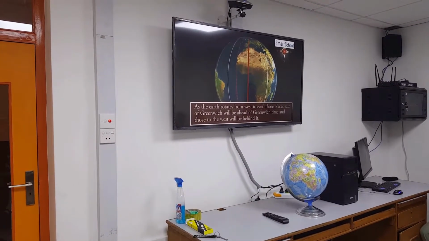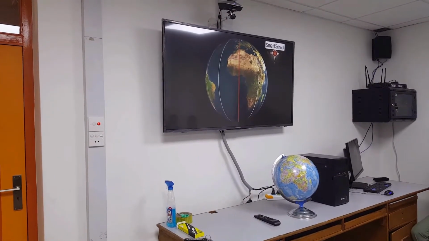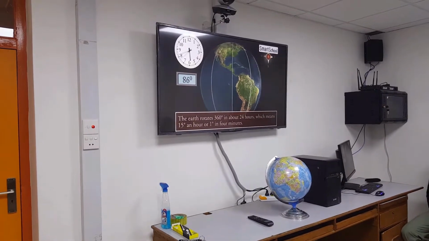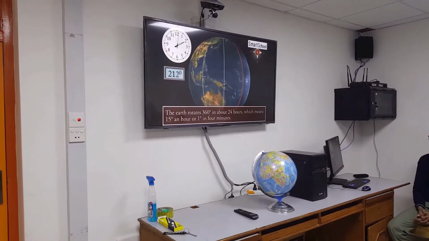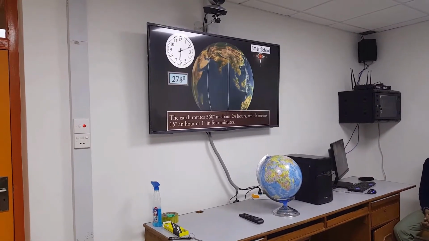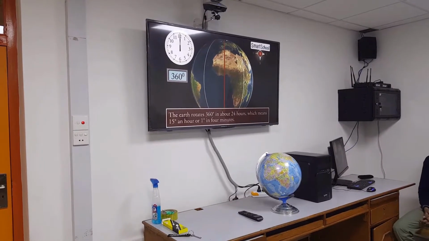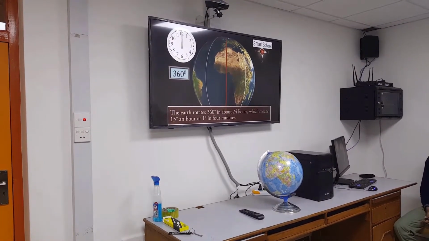The rate of difference can be calculated as follows. The Earth rotates 360 degrees in about 24 hours, which means 15 degrees an hour or 1 degree in 4 minutes.